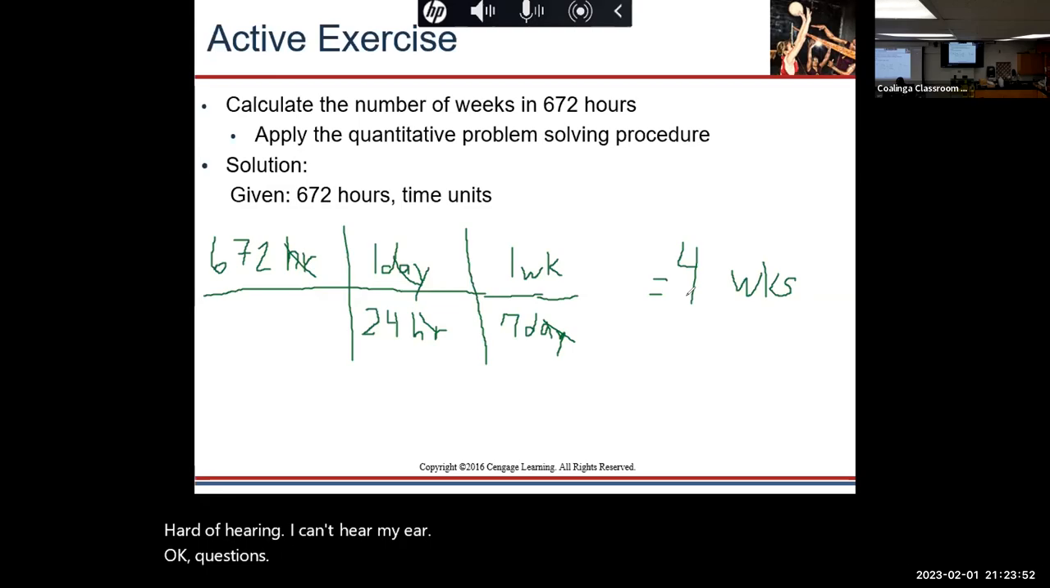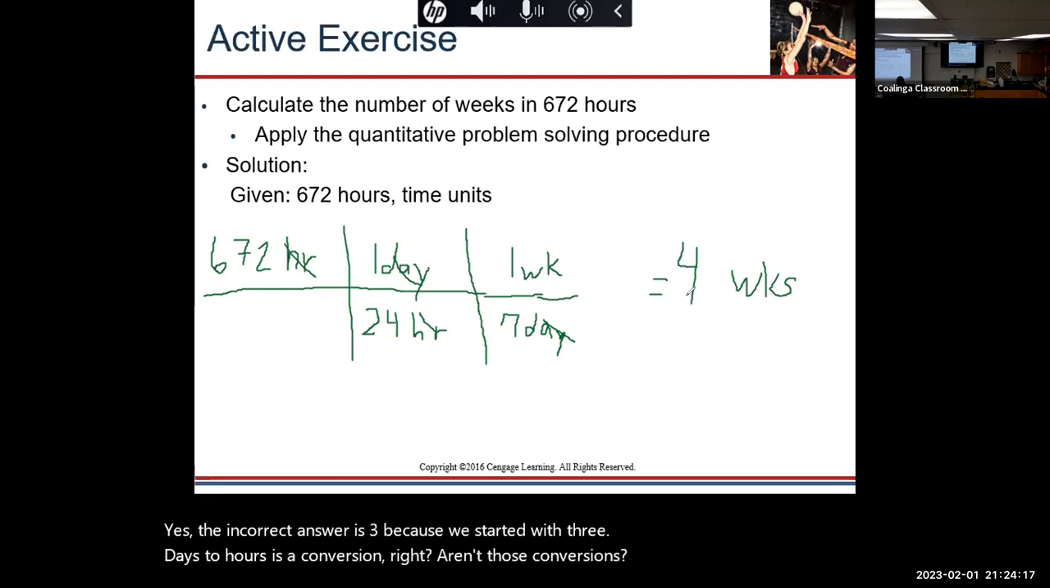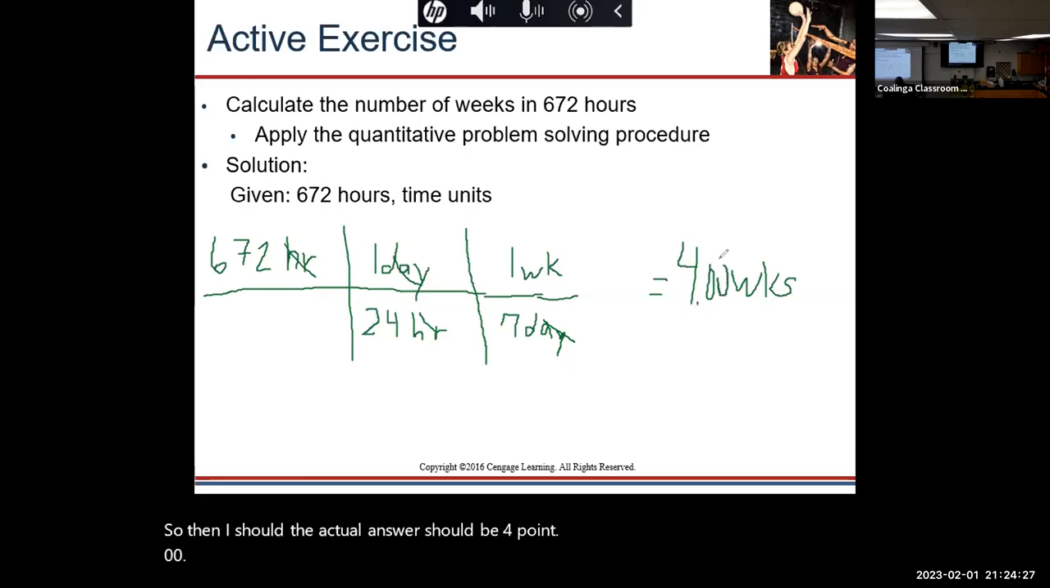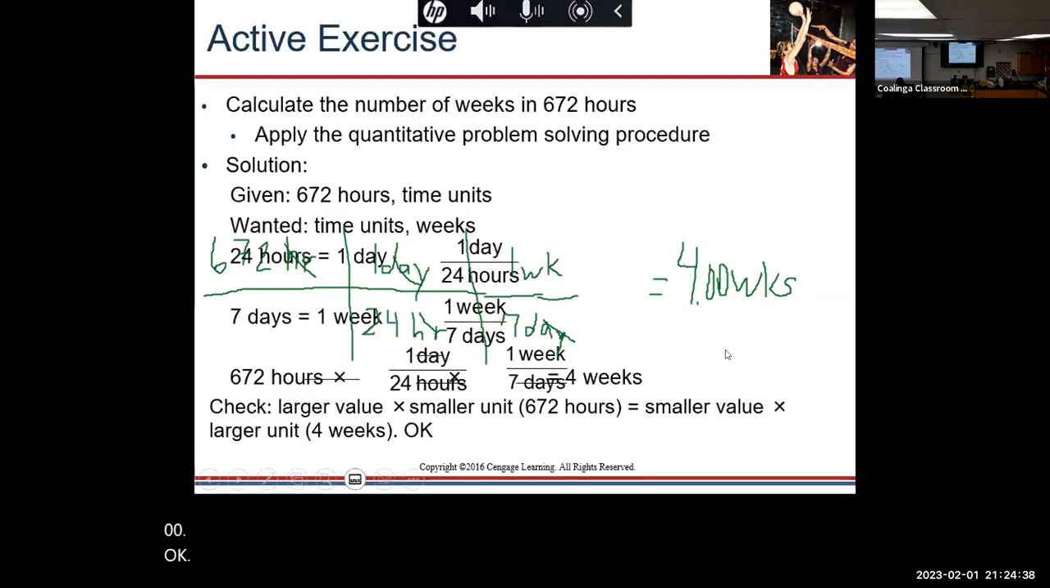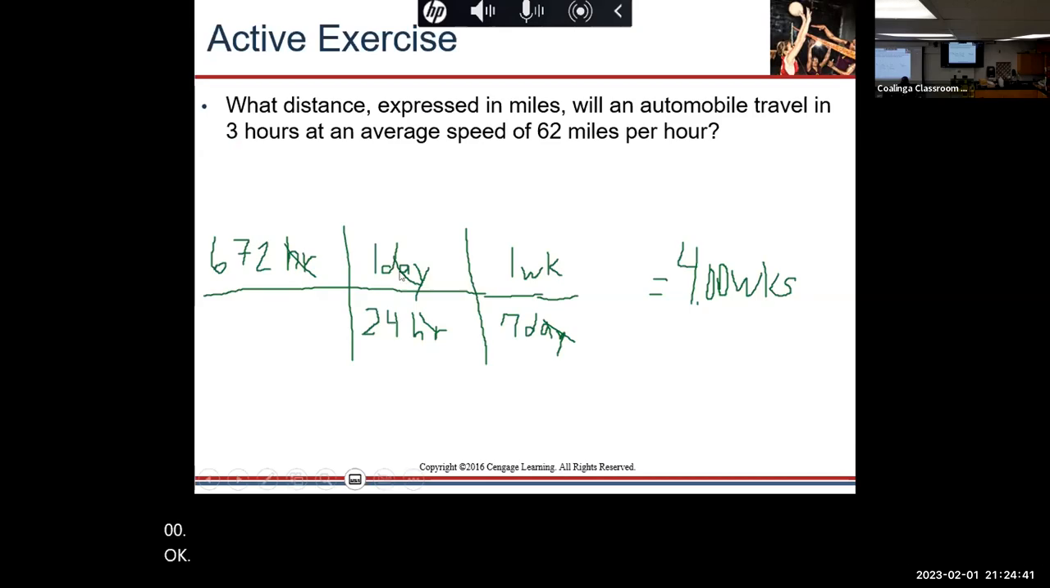So, how many sig figs should this have? Are you sure? Yes. Put money on it? No. Come on, my tank is empty here. Yes, the correct answer is 3 because we started with 3. Days to hours is a conversion, right? Are those conversions? And what did I just say about conversions? Okay, so then the actual answer should be 4.00. Okay. Okay. Yeah, too easy, remember 4.